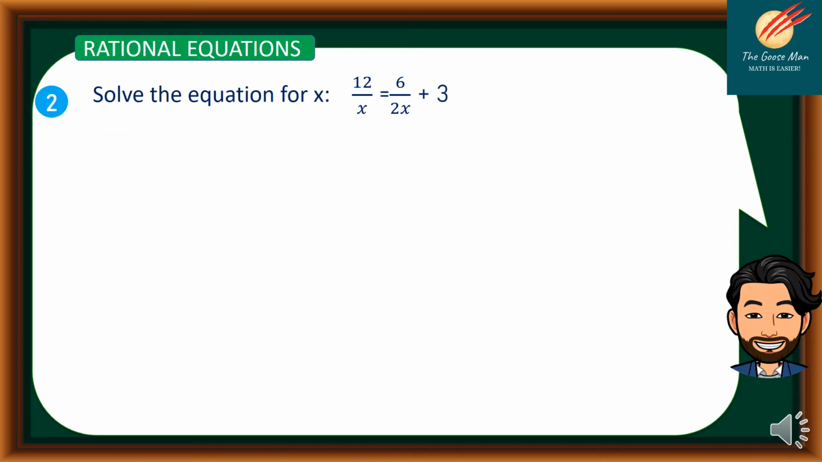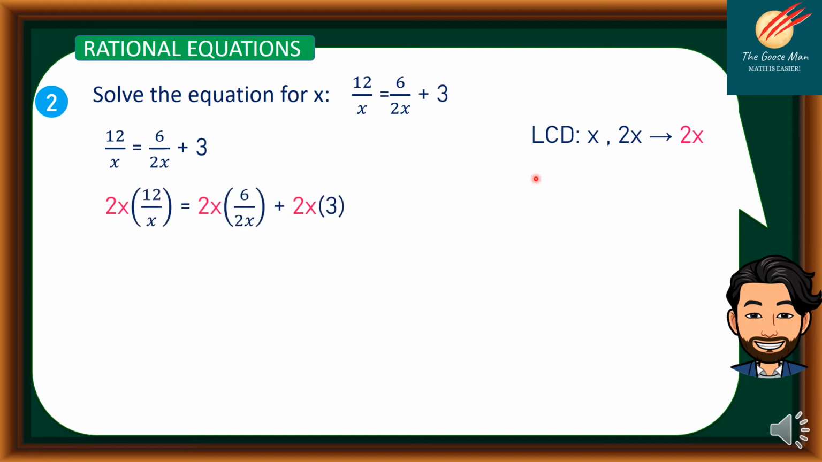So let's have another example. Solve for x: 12/x = 6/(2x) + 3. The first thing that we will do is look for the LCD of x and 2x. And of course, our LCD is equal to 2x. Then we will multiply both sides of the equation by 2x. So we have 2x times 12/x is the same as 2x times 6/(2x), plus 2x times 3.